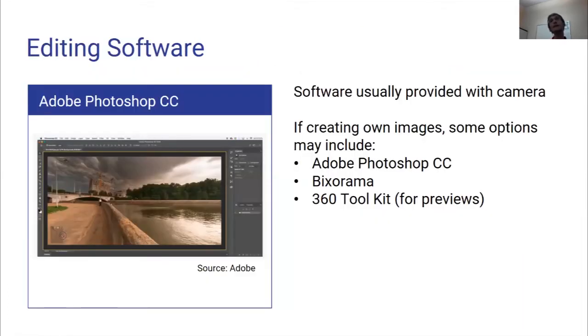Now, if you want to edit the images, usually there's going to be software provided with the camera, but sometimes you might want to do something on your own, or if you're creating your own images with, say, your own digital camera. Options can include Adobe Photoshop. There's a program I found called Bixorama. There's also a 360 toolkit that at least allows you to preview the imagery.